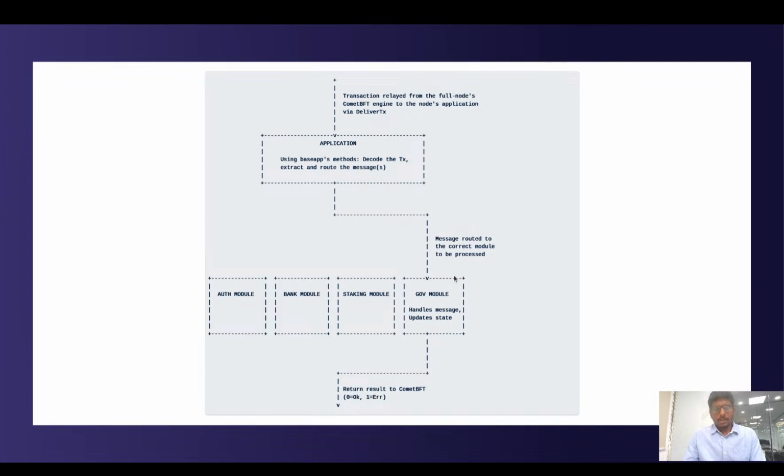In that module, whatever is present in the transaction message will be processed. If everything is valid and legit, the application will return a result to CometBFT stating whether it is correct or there is an error. That is a high-level overview of how a transaction goes through the SDK modules.